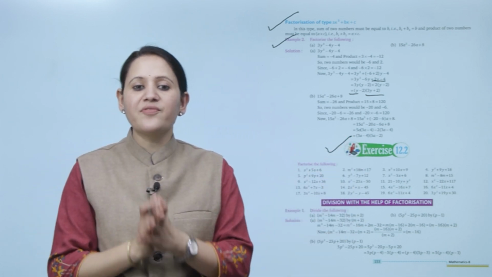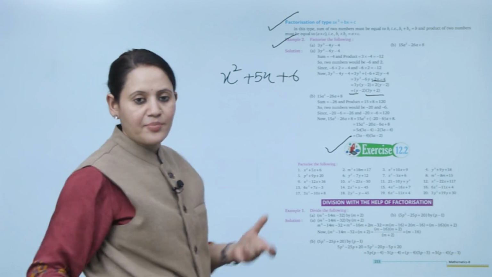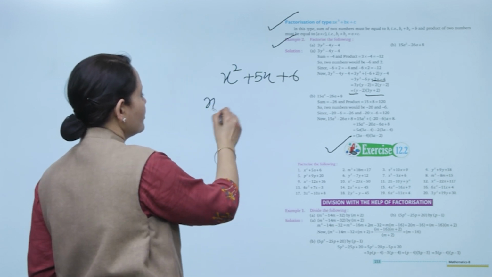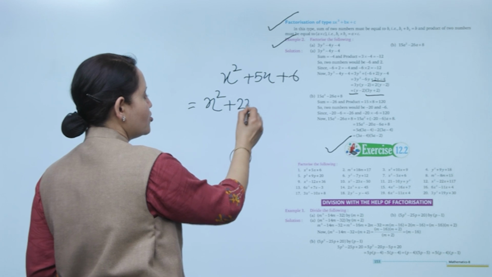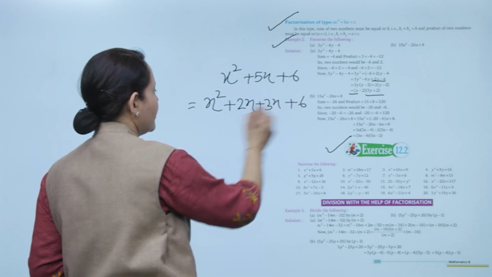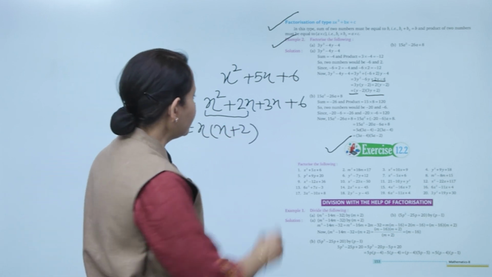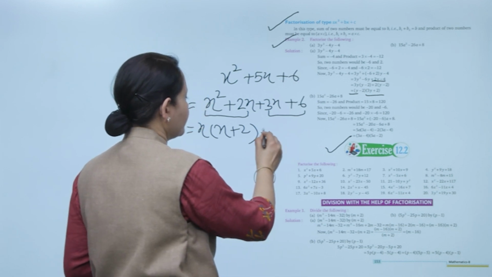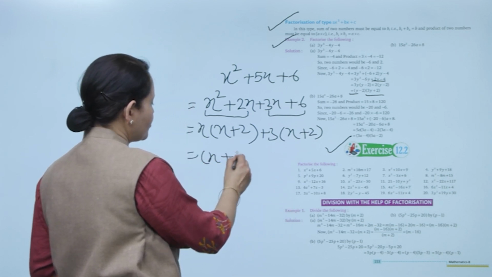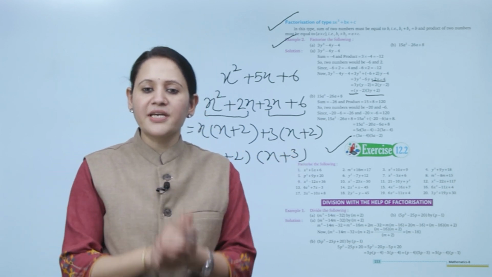Next is exercise 12.2. Factorize the following: x square plus 5x plus 6. Again here we'll split the middle term so that their product is equal to 6x square and their sum is equal to 5x. So x square plus 2x plus 3x. In these two we'll take x as a common factor, so x plus 2, and in these two we'll take 3 as a common factor, so x plus 2. Now x plus 2 is common, so we'll take x plus 2 as a common factor and the other factor is x plus 3. This is how we'll factorize. Understand? So you have to practice all the questions of this exercise.